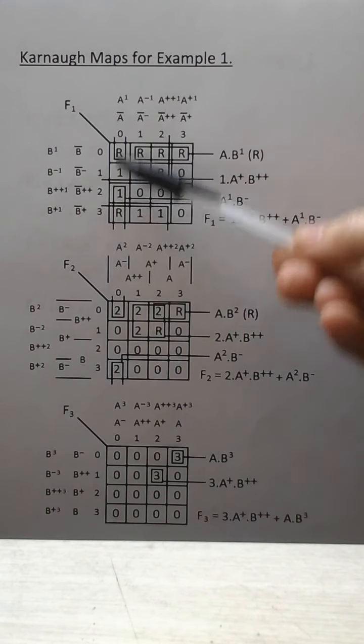Karnaugh map F1, I think we've covered everything by using 3 and 2 and working downwards. So Karnaugh map F1 is 1 and A plus min B++ max A1 min B minus, which is these 2 expressions here. I don't have to include that because that's a redundant state. F2 is 2 min A plus min B++ max A2 min B minus, these 2 expressions here. I don't have to include this because this is a redundant state denoted by an R. And this F3 equals 3 min A plus min B++ max A minus min B3.